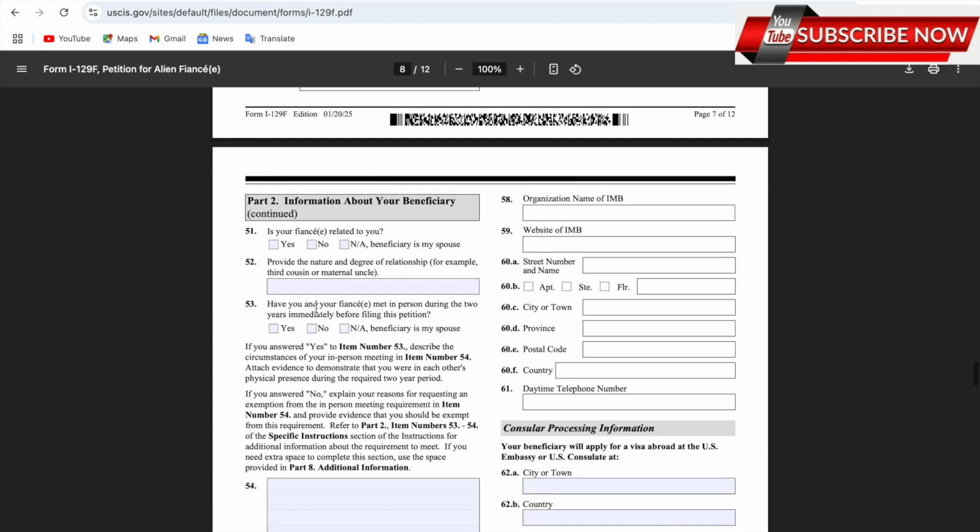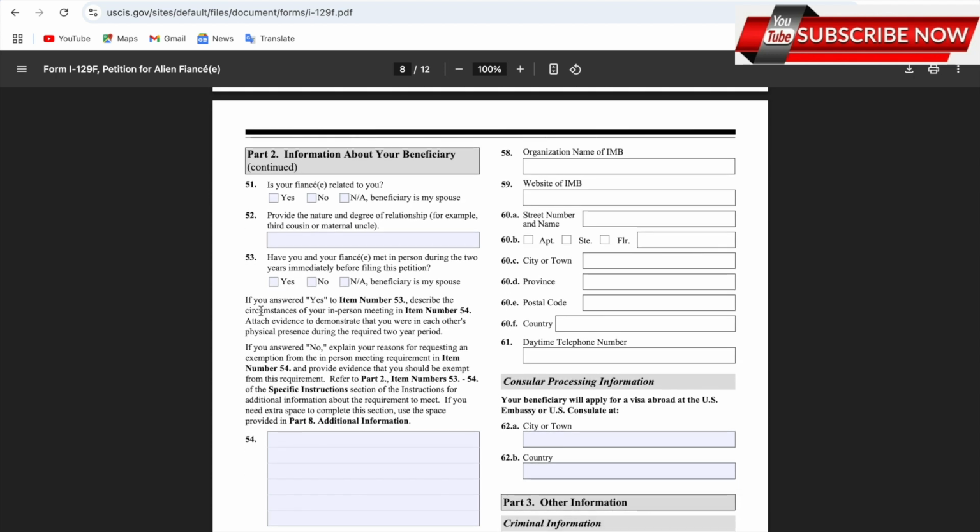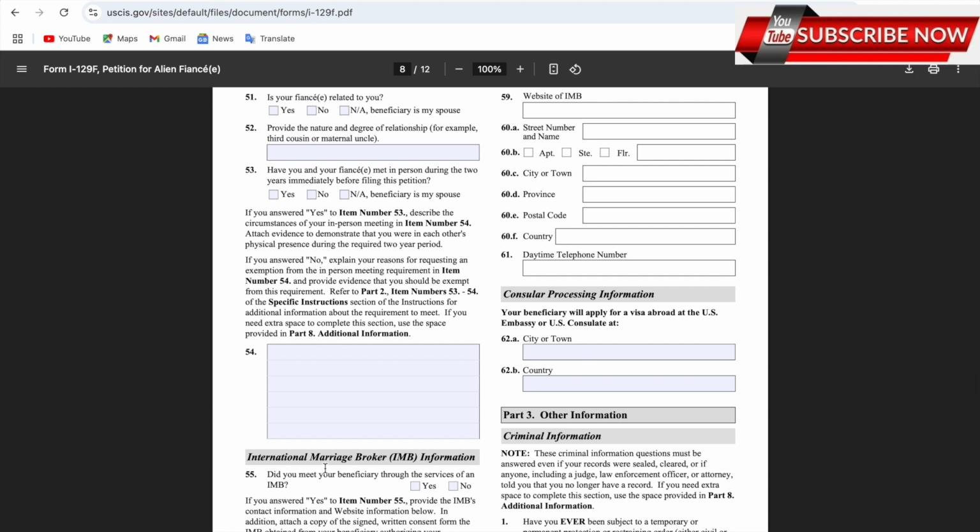It says 53, have you and your beneficiary met in person during the past 2 years? So have you guys met in person before? Always remember when you are filling out Form I-129F, you guys have to have met within 2 years. Technically, that's the requirement. If you click on no, it means you don't meet the requirement, so you click on yes. Then, describe the circumstances of your in-person meeting. You have to give detailed information on how you guys met and all that.